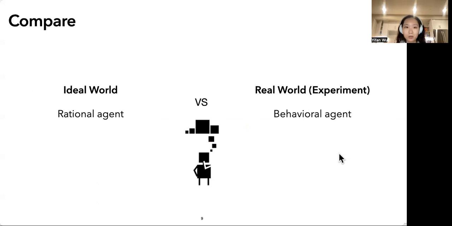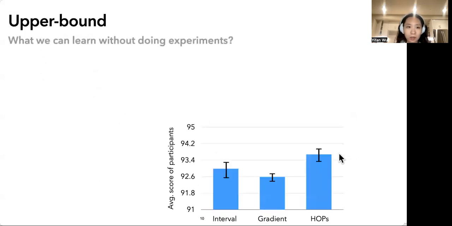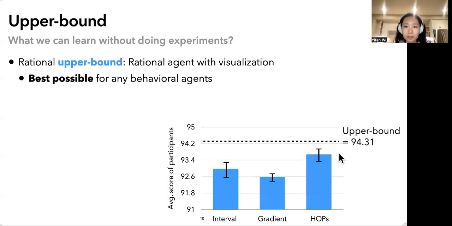Our framework does this comparison between the ideal world with a hypothetical rational agent, and the real-world experiment with real participants as behavioral agents. By looking at the performance of rational agents, we get the upper bound and the lower bound for the average payoff for behavioral agents who make non-optimal decisions. For the upper bound, we designed a rational upper bound, which is the rational agent with information in the visualization. This is the best possible payoff for any behavioral agent. And for this weather forecasting example, the upper bound is around 94.